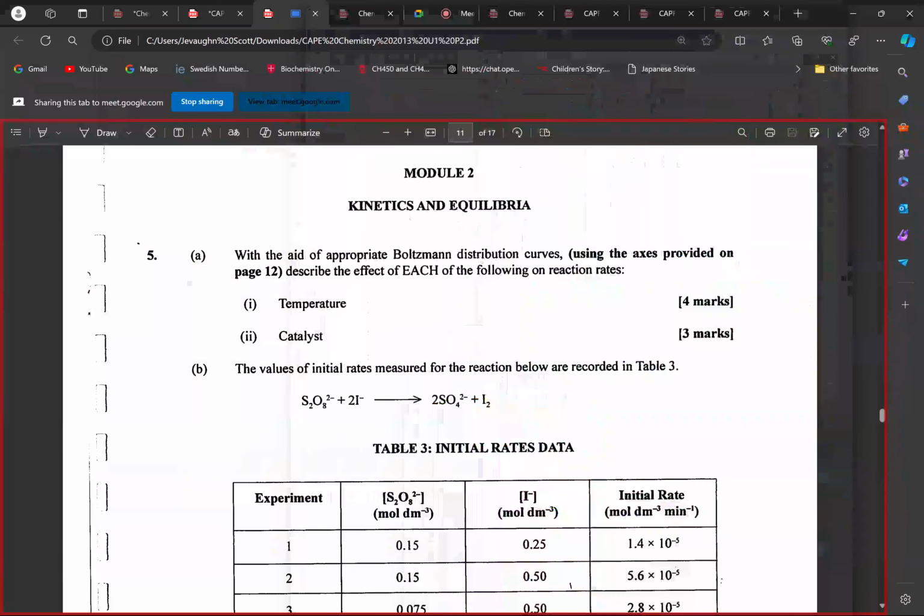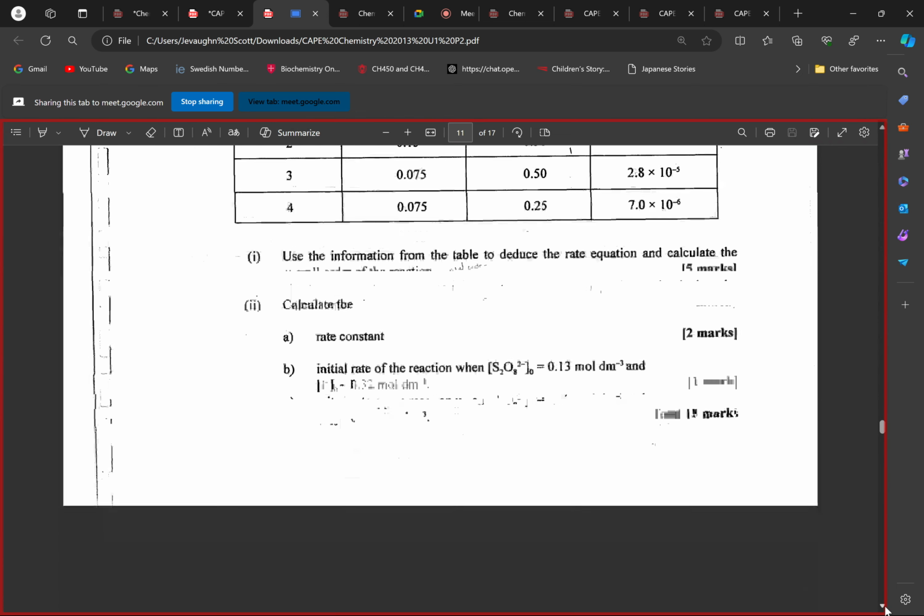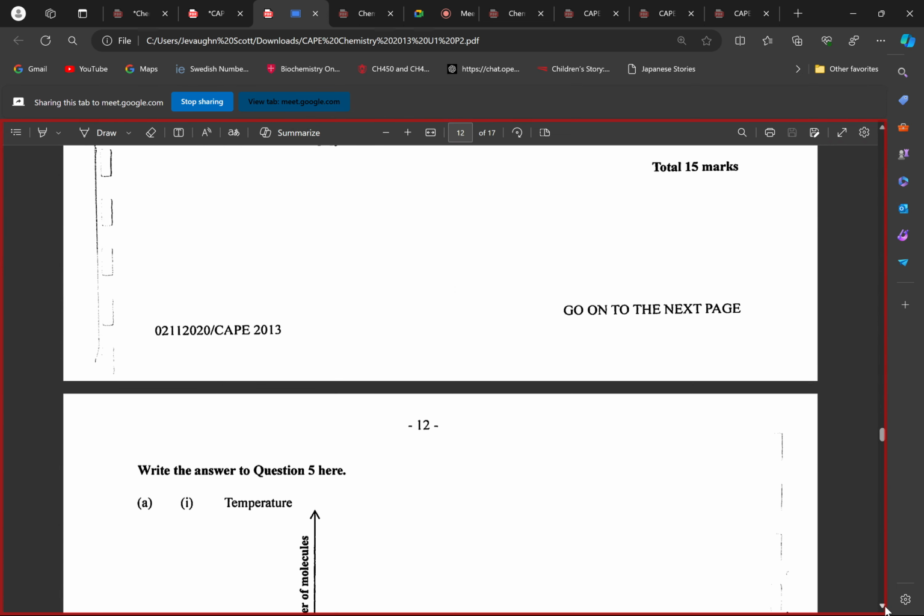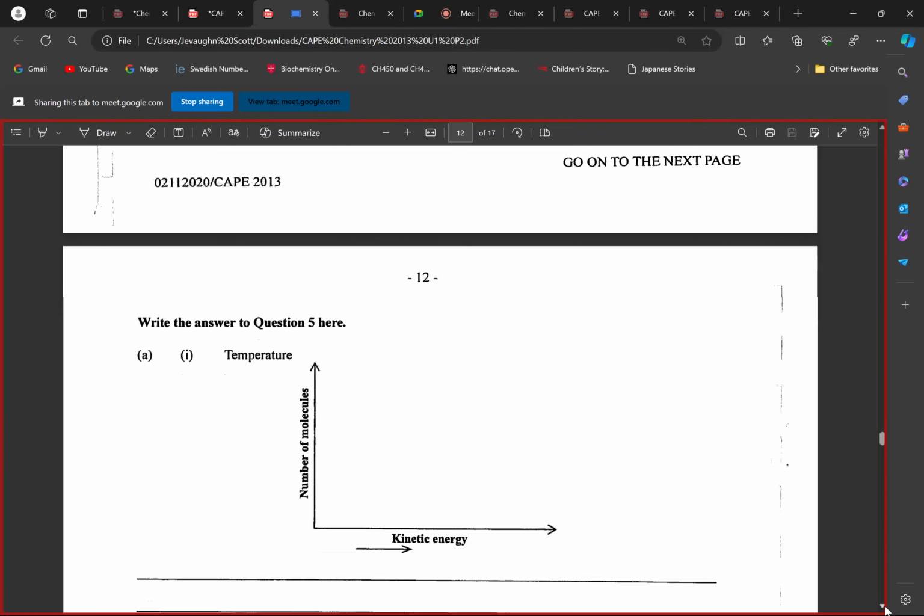Let us start here. So the temperature Boltzmann distribution curve. Okay, first of all, looking at this 2013 section 2, module 2: with the aid of appropriate Boltzmann distribution curves using the axes provided on page 12, describe the effects of each of the following on reaction rates. I spoke about this before, and we're going to be using this.